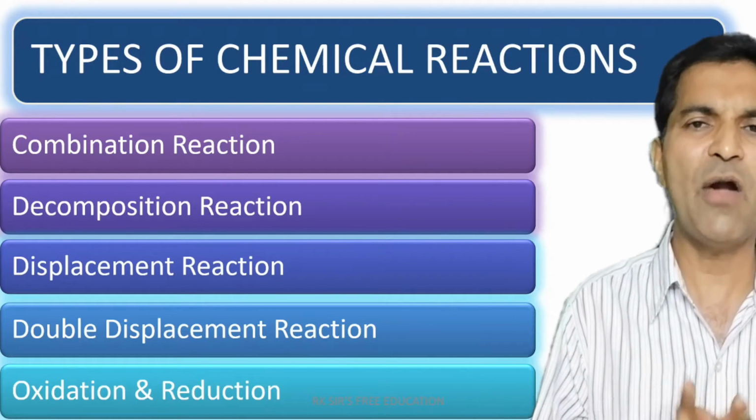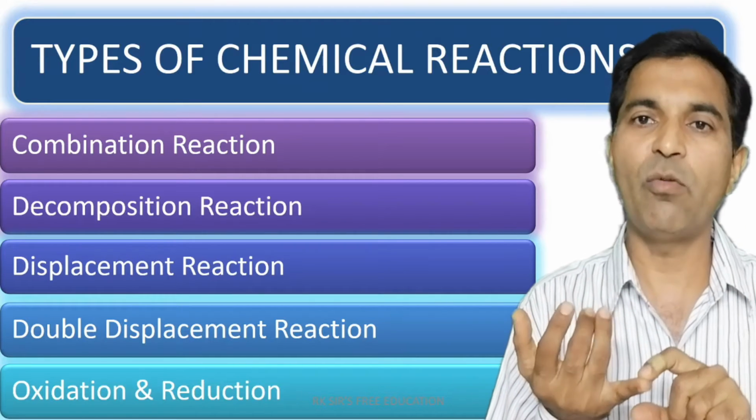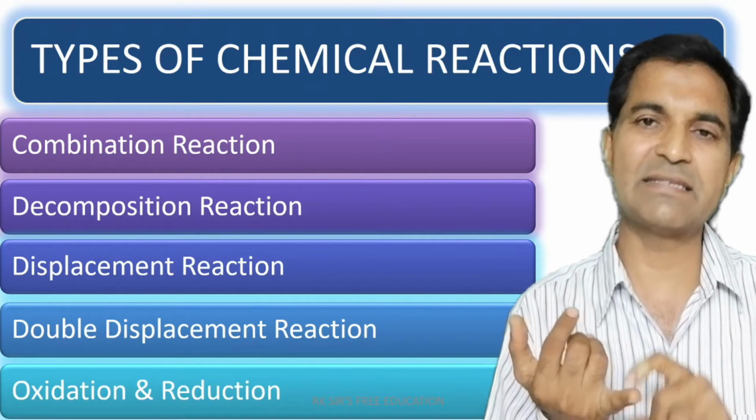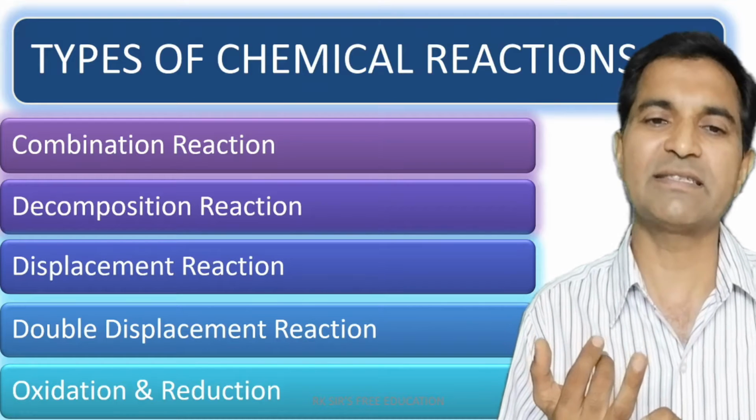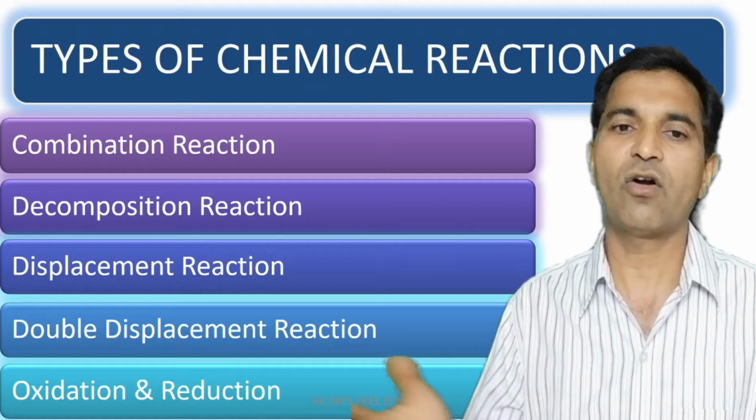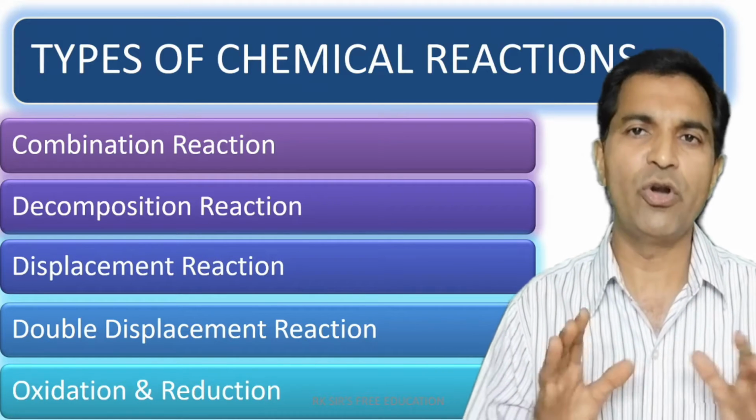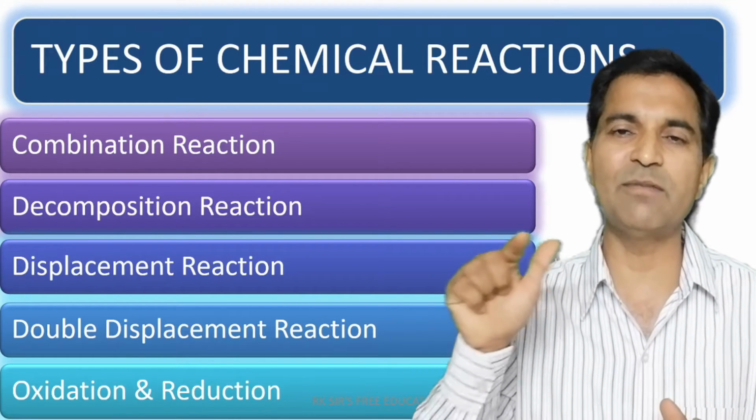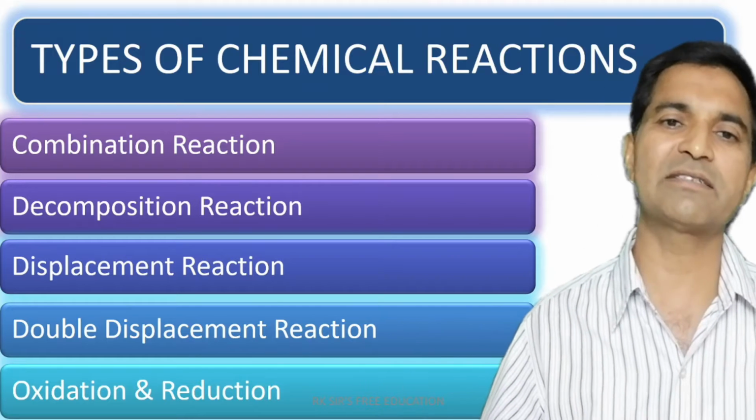Actually, there are 5 different types of chemical reactions: combination reaction, decomposition reaction, displacement reaction, double displacement reaction, and oxidation and reduction. Combined, they may be known as redox, means oxidation plus reduction, the redox reaction.